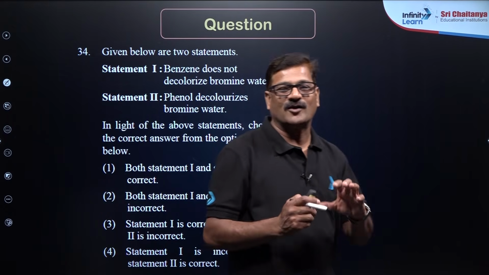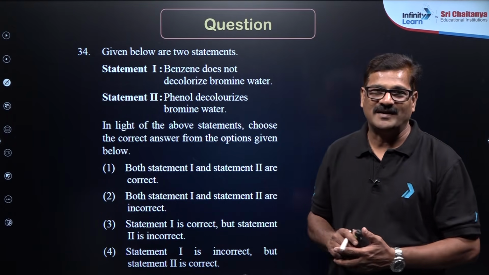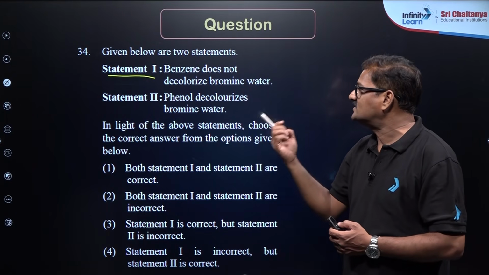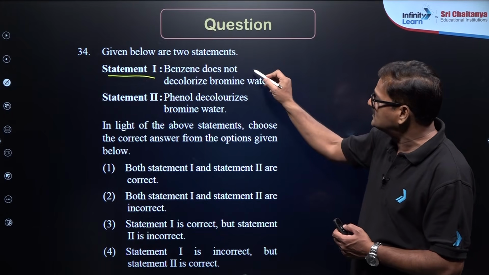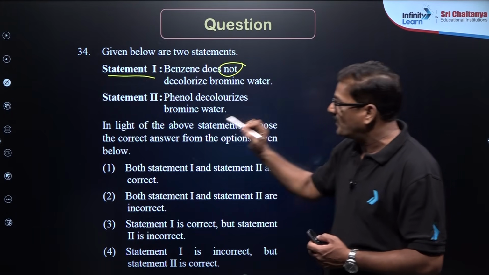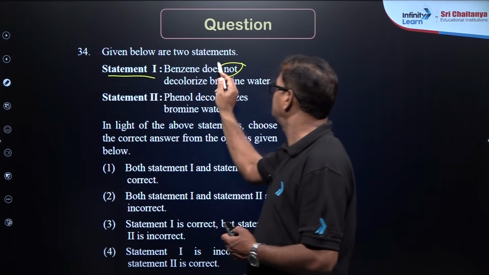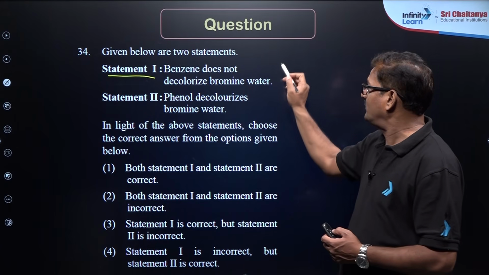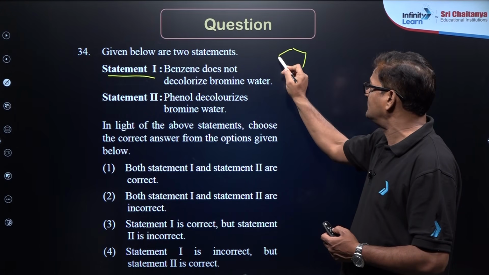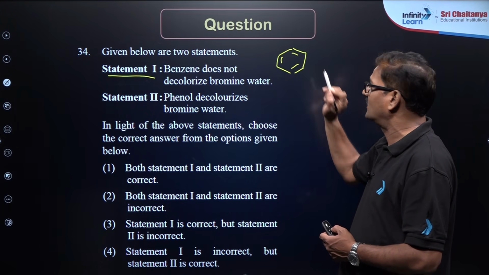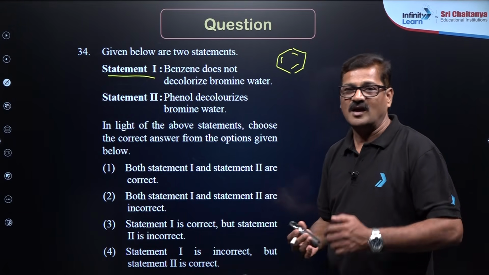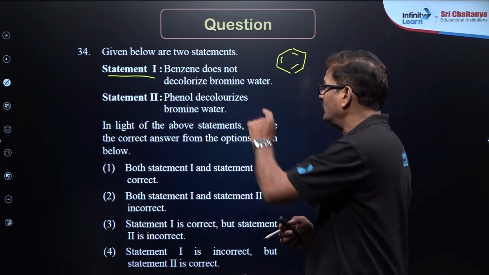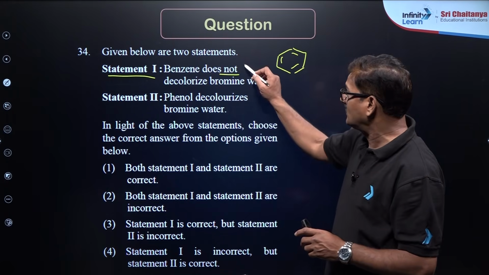Students, here is a practical organic chemistry question related to aromatic compounds of benzene. Statement 1 is given as: benzene does not decolorize bromine water, which is a correct statement. Because of aromaticity, there is complete delocalization of pi bonds. Although it has 3 double bonds in it, it does not behave like an alkene. Therefore, it does not decolorize bromine water.